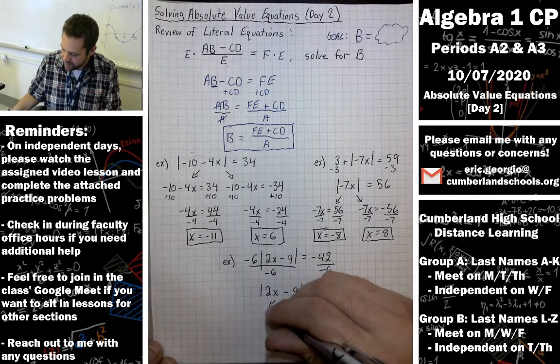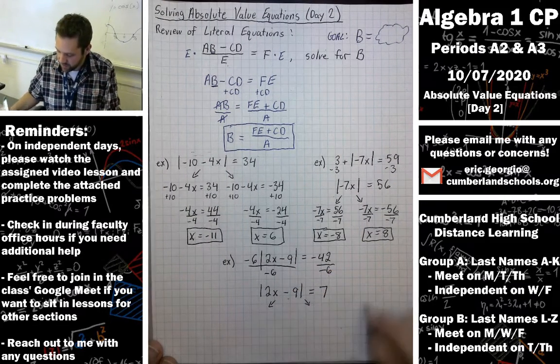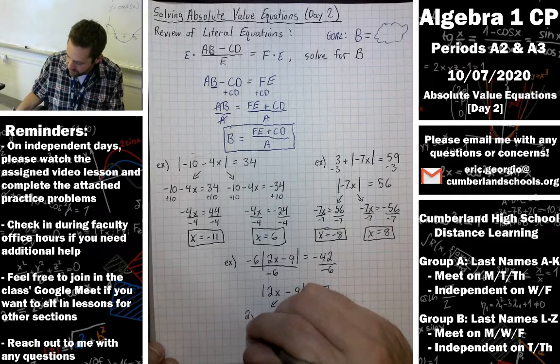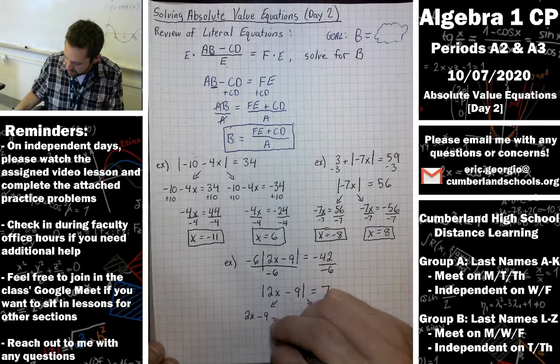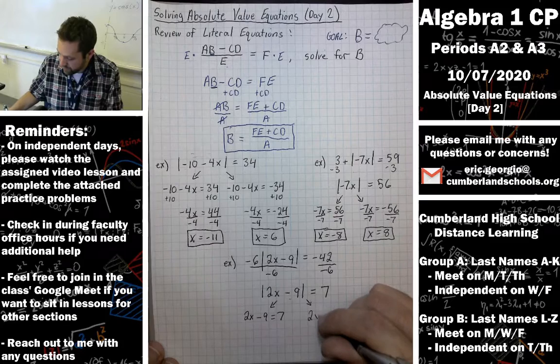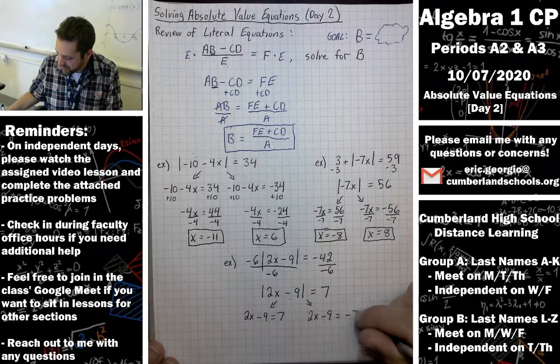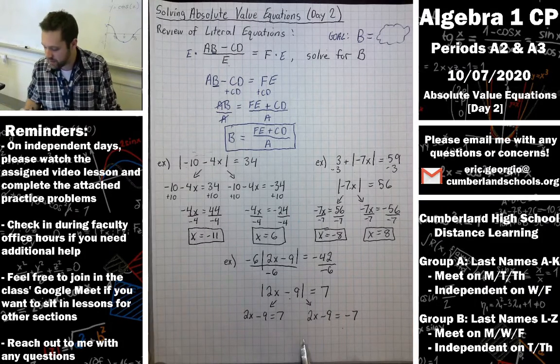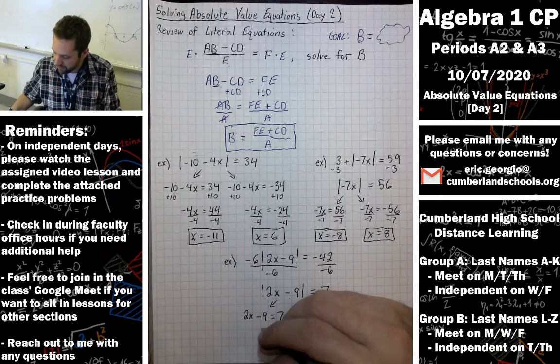Now I can split. I have the absolute value equals a quantity. I can say, well, let's try to make 2x minus 9 equal to 7. Or we can try to make 2x minus 9 equal to negative 7. Either way would be very good, because the absolute value of both of these is 7. And these are just two-step equations that I can solve.